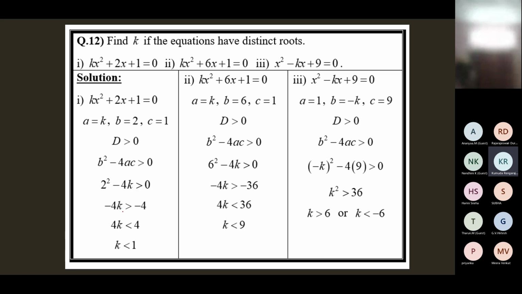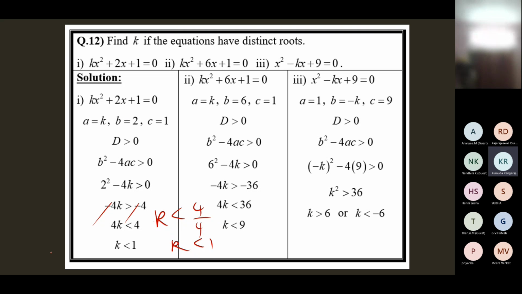So minus 4K. Now when you take this to the side, it will be minus 4. Now you're canceling the minus on both the sides. So what happens? The inequality is reversed. If it's greater than, it becomes less than. If it's less than, it becomes greater than. Reverse the inequality because you're canceling the minus on both sides. So 4K is less than 4. So K is less than 4 by 4, which is 1. K is less than 1.